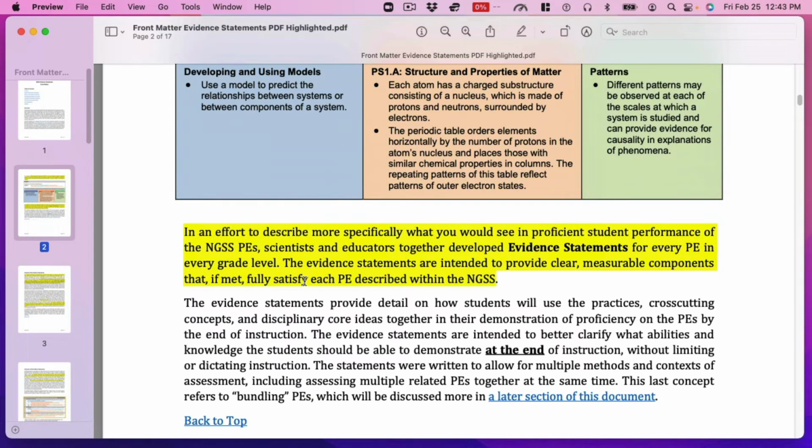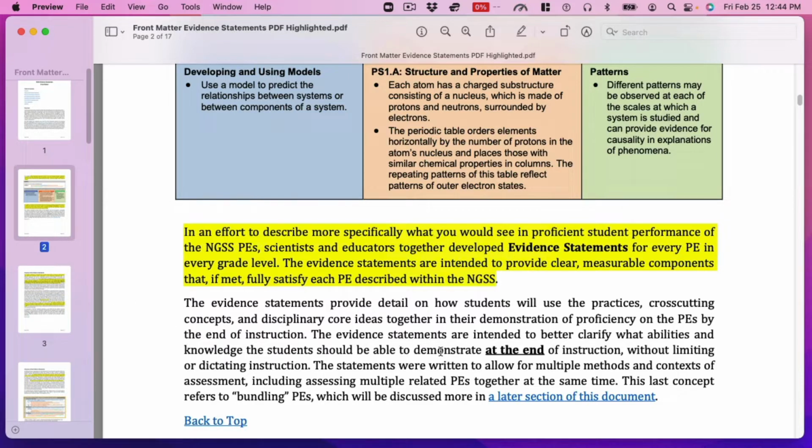Well, that's good, but it's not as specific as we may need to really understand what that looks like in a classroom or on an assessment. So that's the purpose of the evidence statements. These were developed for every single performance expectation, and they're intended to provide clear measurable components that, if met, fully satisfy each performance expectation described within the NGSS.